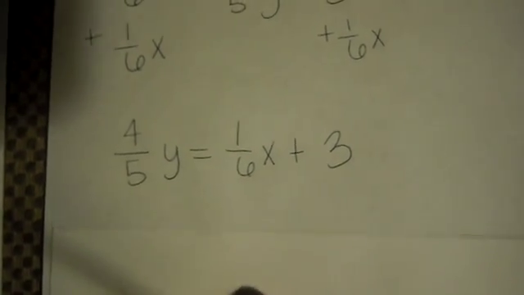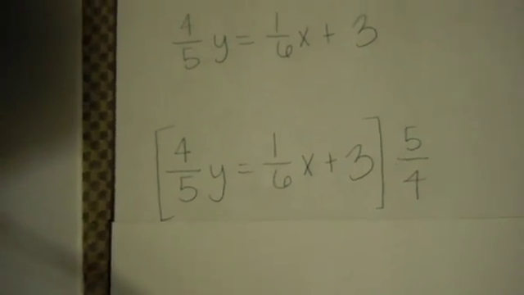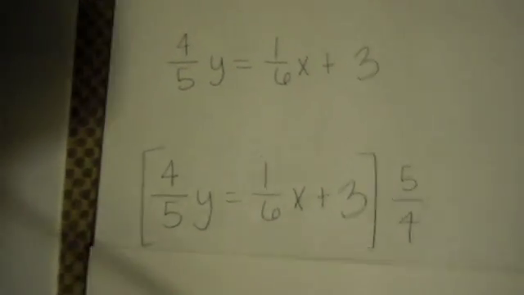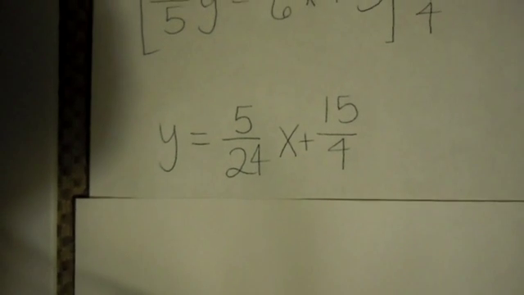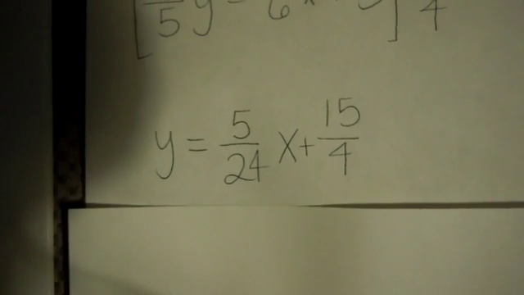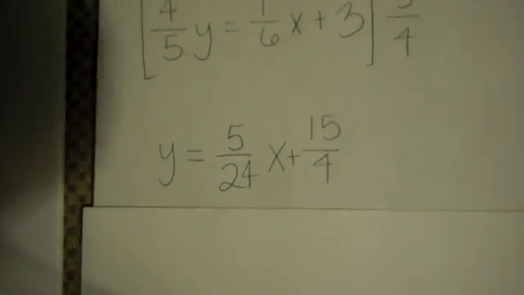Of course, got to get the y by itself, so I'm going to multiply the entire equation by 5 over 4 to get rid of this. And now I have y equals 5 over 24x plus 15 over 4. And it gets uglier.